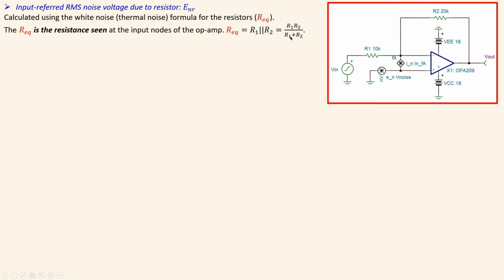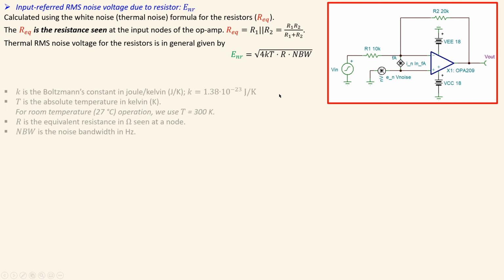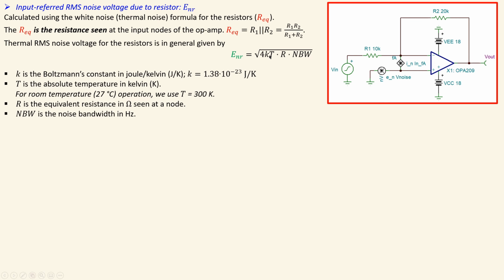So we have then again the equivalent resistance, and then the thermal RMS noise voltage for the resistors given in general form is this one. This is a very general formula, where the thermal noise voltage RMS is the square root of 4 kTr, which is the value of the specific resistance you're looking for, times the noise bandwidth. Now we have of course some parameters here. The k is Boltzmann's constant, which is given by this value in joules per Kelvin.